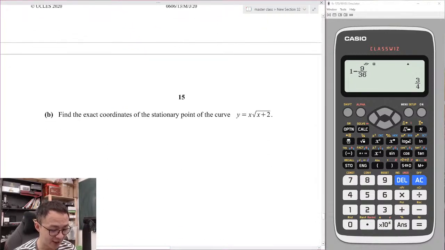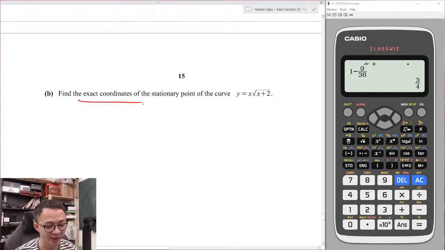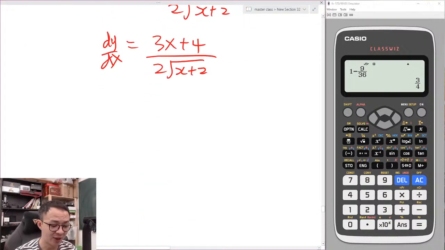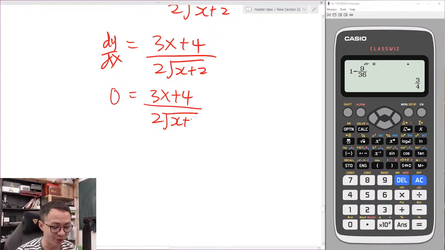Alright, so then find the exact coordinate again for a stationary value. In order to find a stationary point, we know dy dx equals 0, right? So I will make this one equal to 0. So 3x plus 4 equals 0 over this thing. But normally I don't write over this thing because I know this one moves to the other side, multiply 0 is still 0, so I will get rid of it. So x is equal to negative 4 over 3.